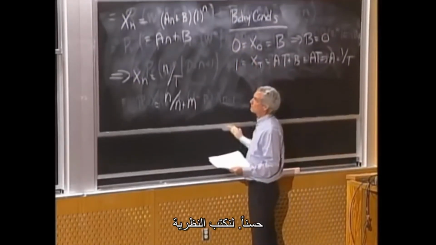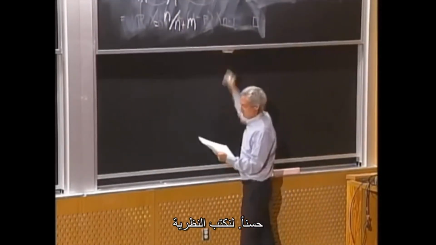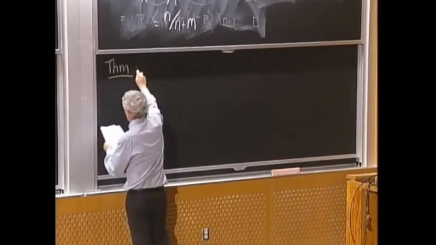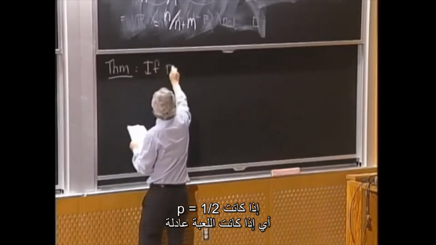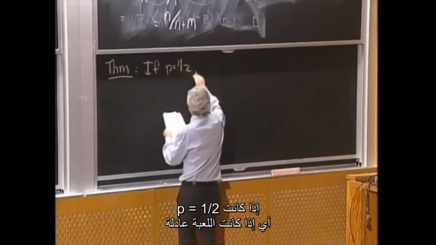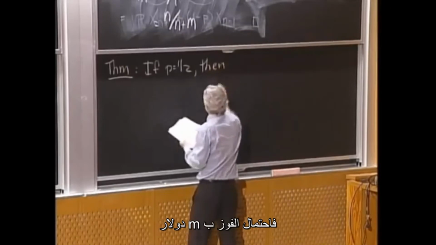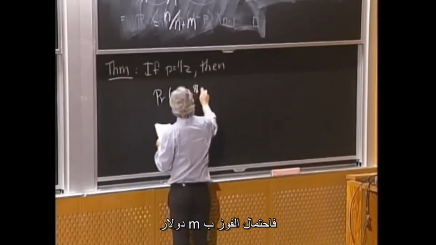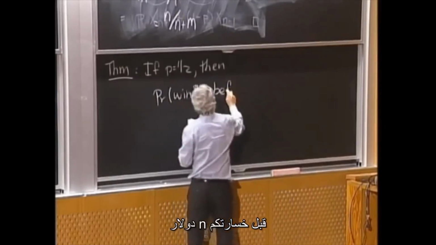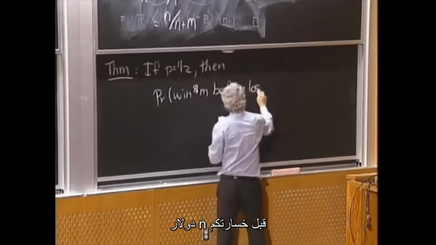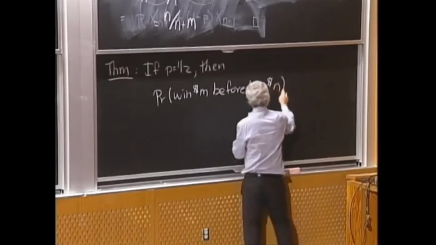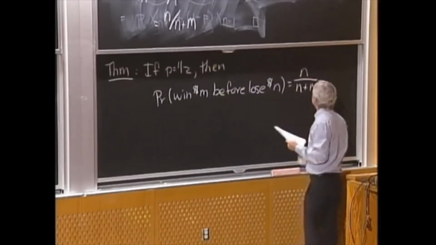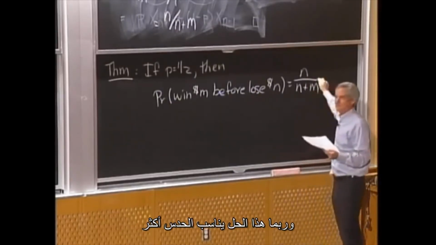All right, so let's write that down. It's a theorem. If p is a half, i.e. you have a fair game, then the probability you win m dollars before you lose n dollars is just n over n plus m. And this might fit the intuition better.